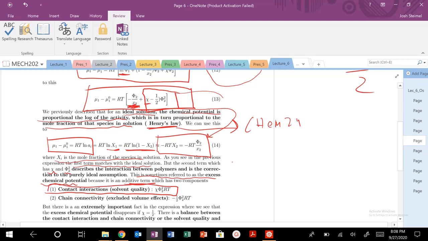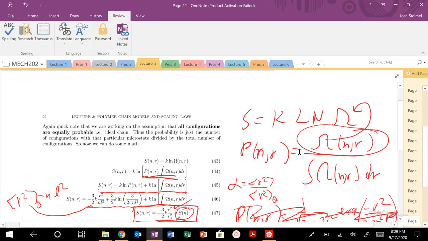Because we know that chi12 tells us something about our E12 interactions, that is going to also tell us something about our solvent quality, or these interactions between monomer 1 and monomer 2. The other thing, this volume fraction squared, tells us about chain connectivity and excluded volume effects. So think back all the way back to lecture 3, where we had essentially those, actually, let's look back here.